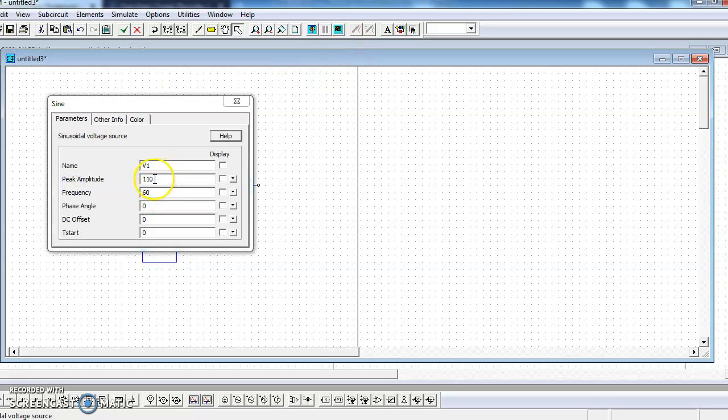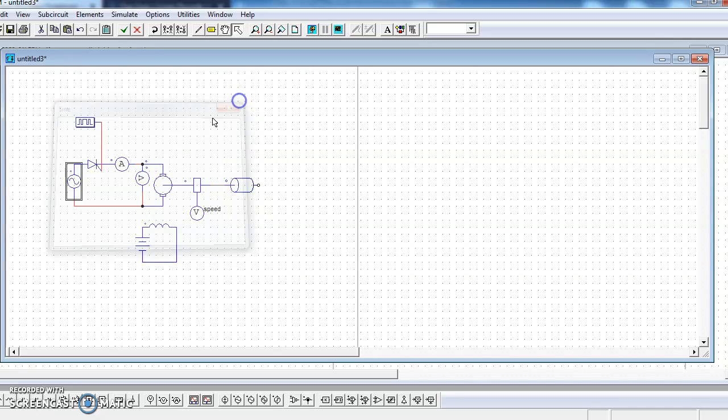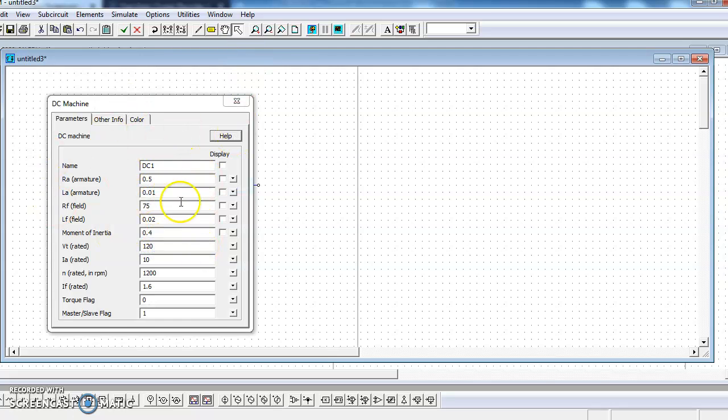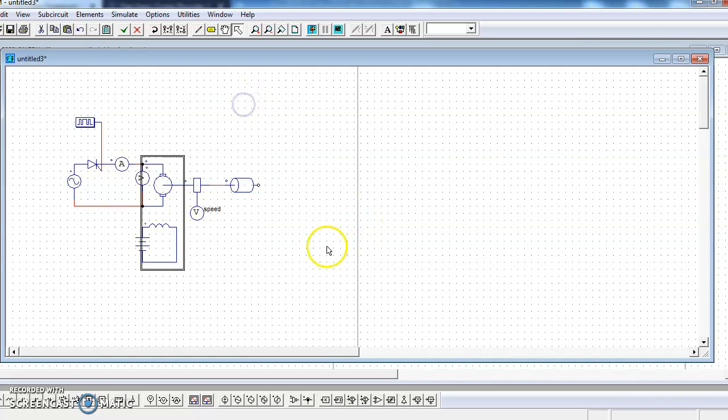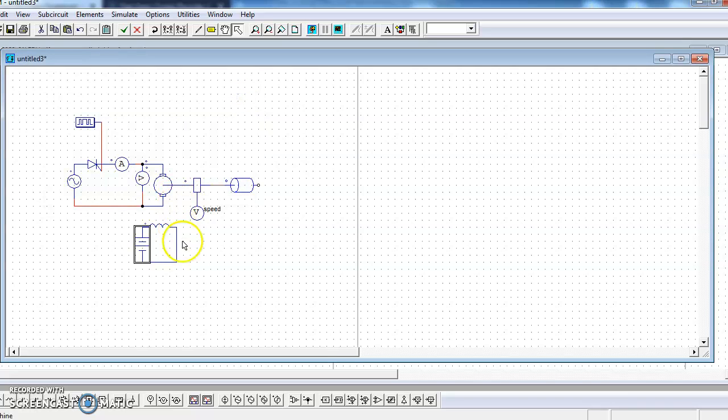For the sinusoidal voltage, we can give 110 and keep the frequency 50. The phase angle is 0 and all these things are 0. For the battery, this is the motor parameter, these are the inbuilt parameters given. If you want to change them we can, but there is no need, keep it as it is. The battery is 100 volt; we can give any other value also, that will not change things so much in this circuit. So now everything is done.